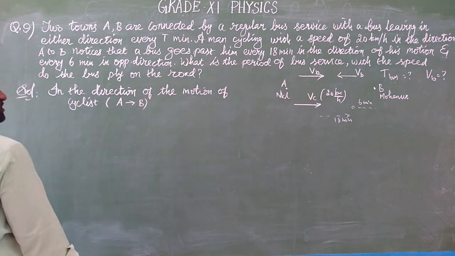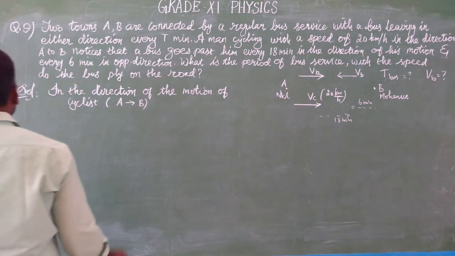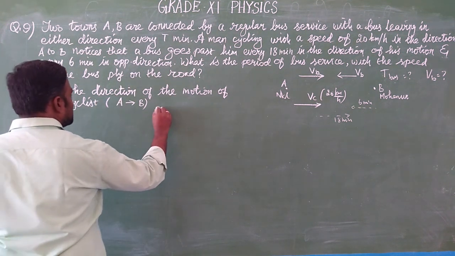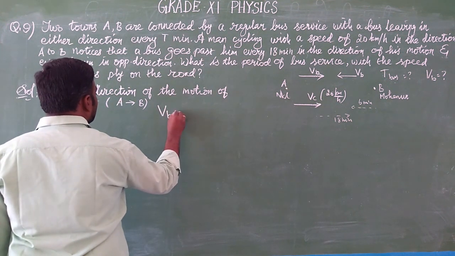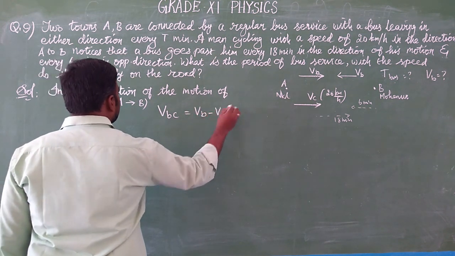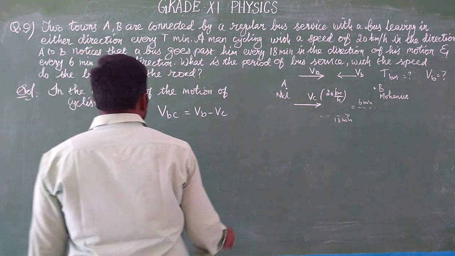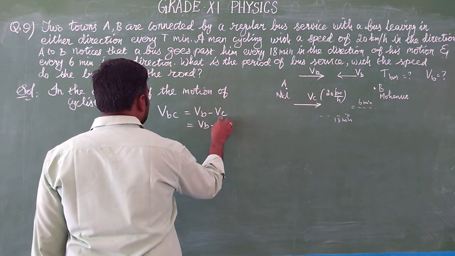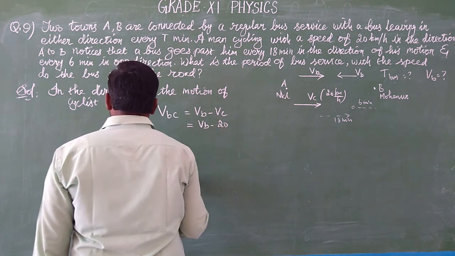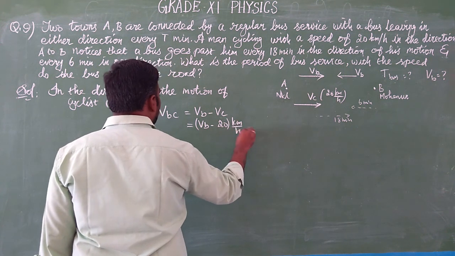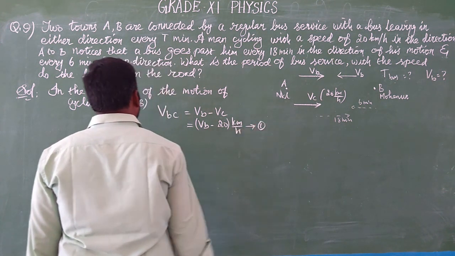We want to travel the two distances. Here the relative velocity of the bus with respect to the cyclist is equal to the velocity of the bus minus the velocity of the cyclist. The velocity of the bus we don't know, but the velocity of the cyclist is 20, in kilometers per hour, both in the same unit. So this is equation number 1.